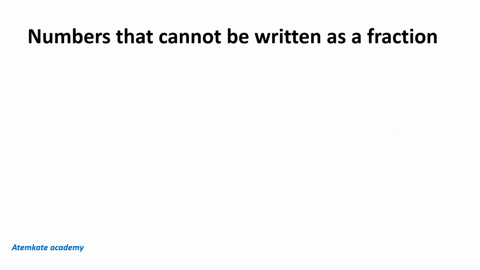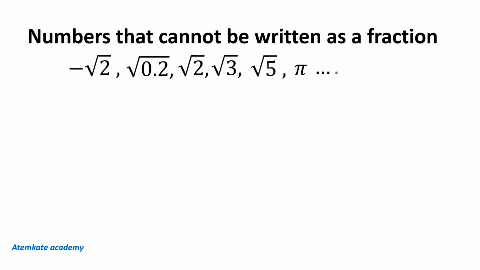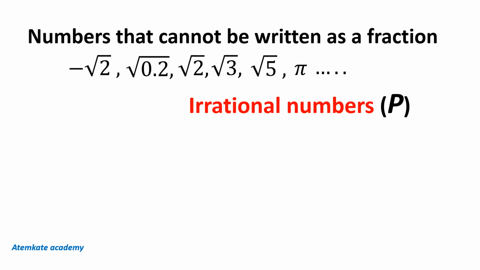Real numbers are also numbers that cannot be written as a fraction. They are also positive and negative numbers, for example minus the square root of 2, square root of 0.2, square root of 2, square root of 3, square root of 5, pi and so on. They are called irrational numbers. Let's look at how we can easily identify an irrational number. Irrational numbers have decimal expansions that neither terminate nor become periodic.